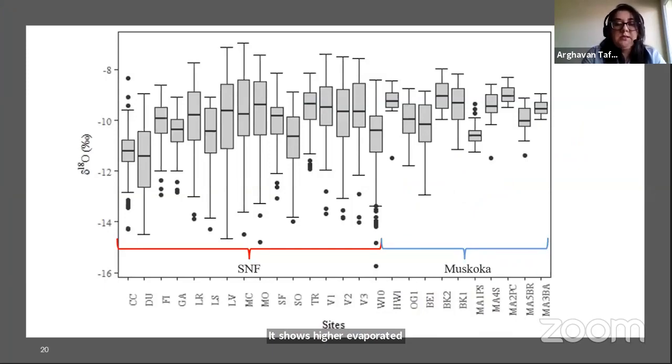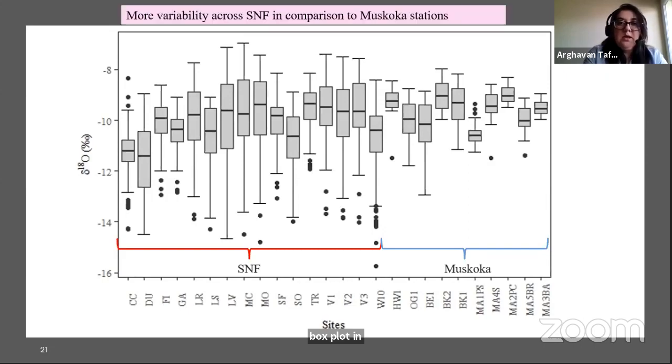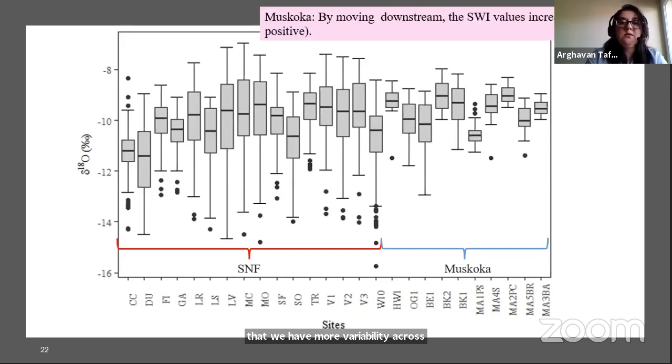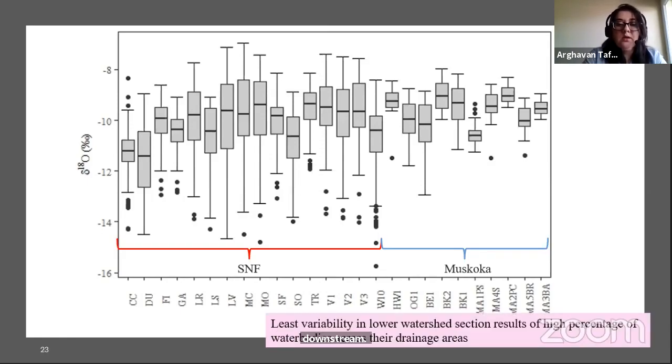This graph shows the box plots related to the 27 surface water sampling points across the SNF and Muskoka watersheds. You can see that we have more variability across SNF in comparison to Muskoka, and also in Muskoka watersheds, moving downstream, the stable water isotope values increase, or actually they tend toward more positive values. We saw the least variability in the lower watershed section of Muskoka watershed. That was the result of high percentages of water bodies, especially lakes, in this area.